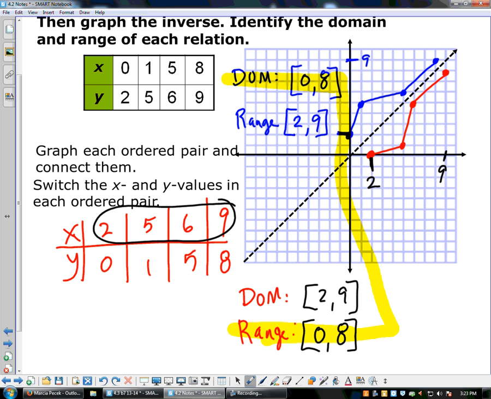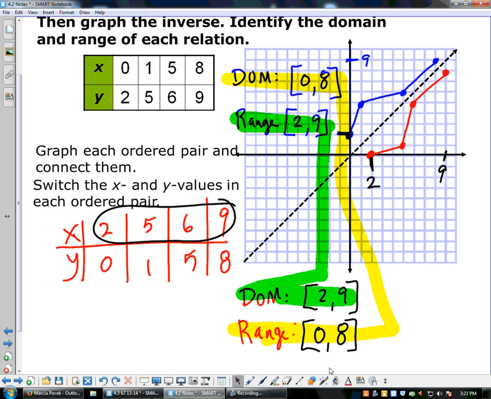And that always is going to be true. Remember, the definition of an inverse is that x and y switch. So the x's in the original now become the y's in the inverse. That means the range of the original is going to be the same as the domain of the inverse, again, because the y's there became the x's in this one.